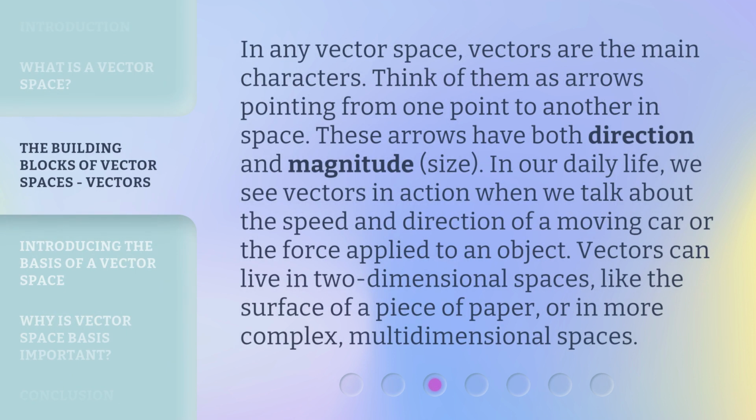In any vector space, vectors are the main characters. Think of them as arrows pointing from one point to another in space. These arrows have both direction and magnitude, size. In our daily life, we see vectors in action when we talk about the speed and direction of a moving car or the force applied to an object. Vectors can live in two-dimensional spaces, like the surface of a piece of paper, or in more complex, multi-dimensional spaces.